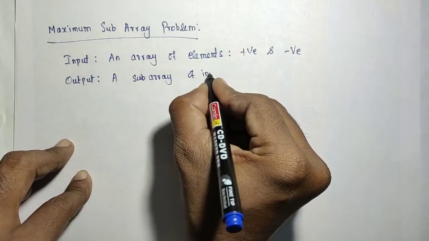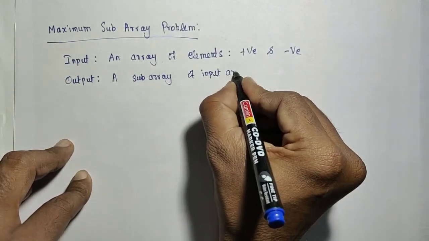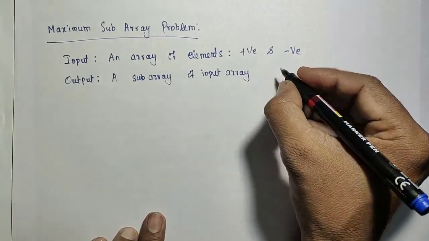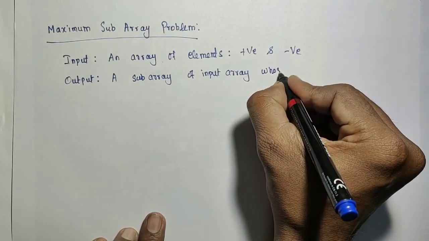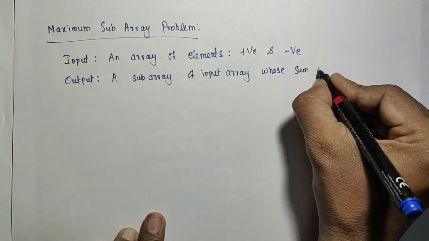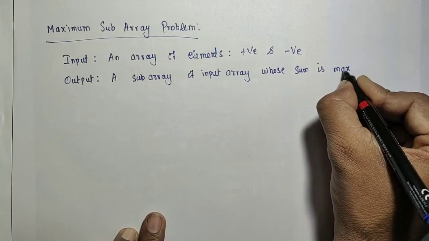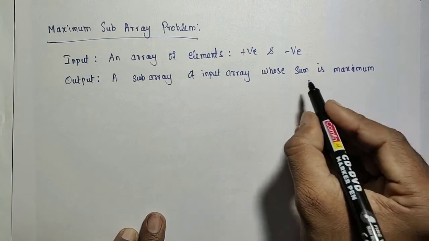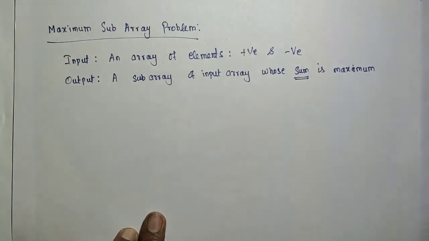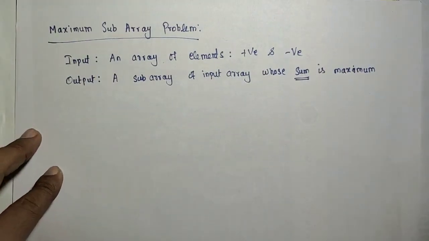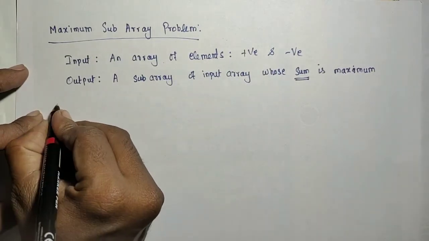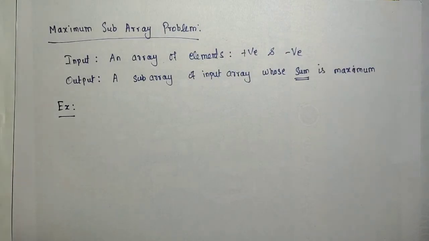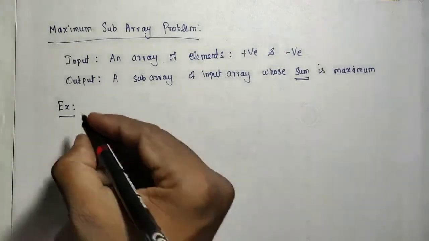of the input array, whose sum is maximum. Sum of what? Elements. Sum of elements is the maximum. That is the output. So, for example, if you still have confusion about input and output, just observe the example.